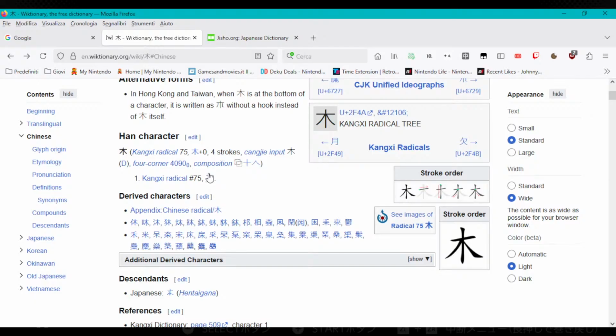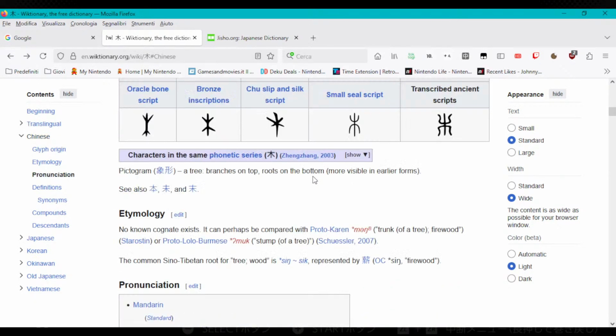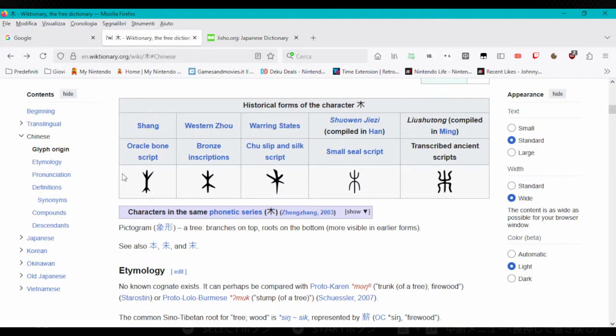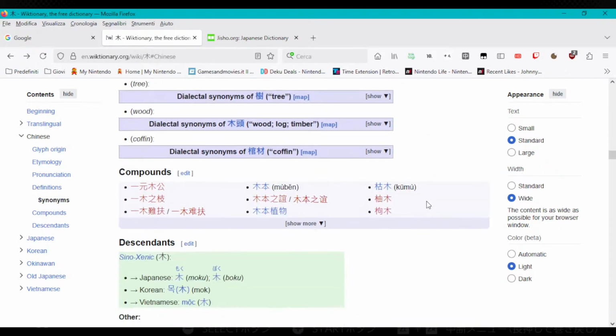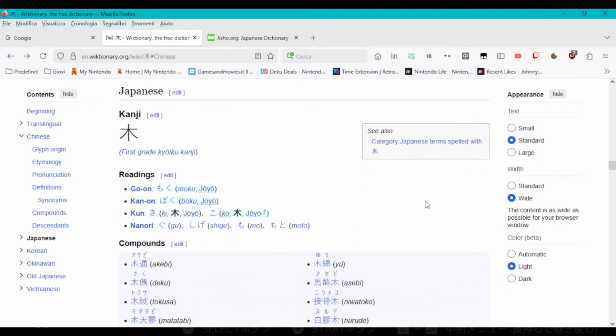This is the kanji for tree, as we have said. You can also see here the original forms of the pictogram. This is clearly a pictogram. It was literally a depiction of a tree with its branches on top and its roots on the bottom. Also quite similar, also even in its modern form.